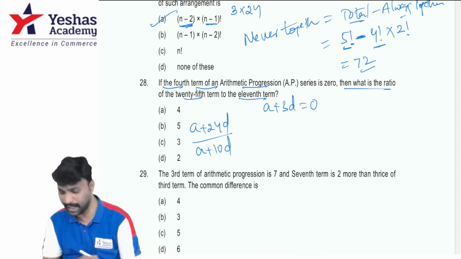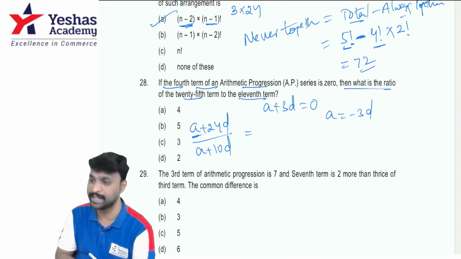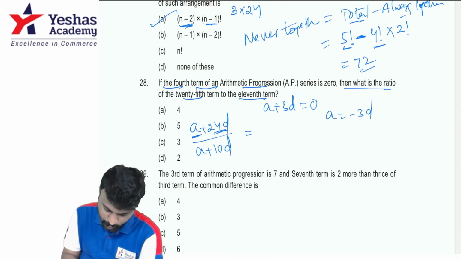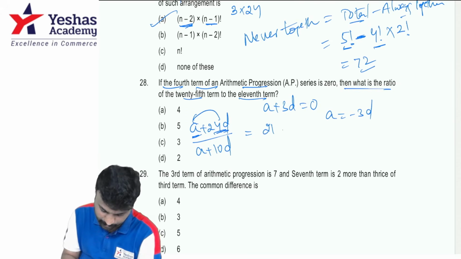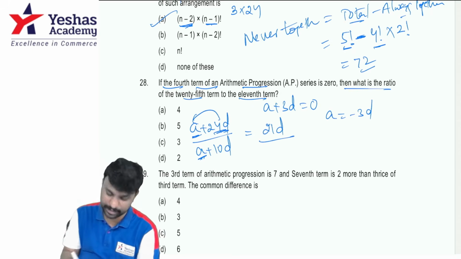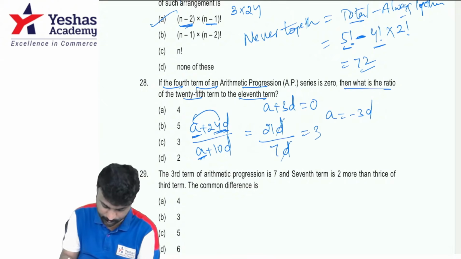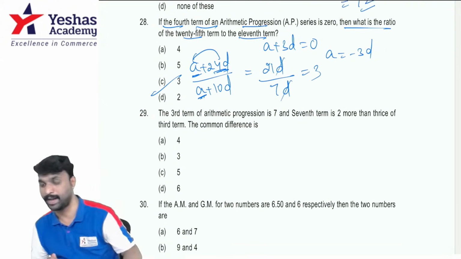Guys, A plus 3D equals 0. What is A? A is minus 3D. So wherever there is A, I can substitute minus 3D. 24D minus 3D is 21D. Understood? Now, A is minus 3D, so 10D minus 3D is 7D. D and D cancel. 21 by 7 is 3. Option C is the right answer.